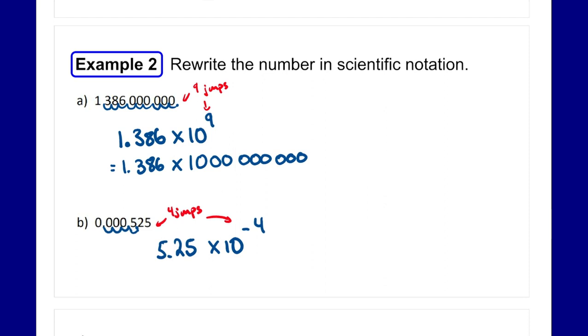The reason it's a negative is because we're writing out a small number. So when we multiply by 10 to the power of negative 4, this is actually the same thing as saying 5.25 times 1 over 10 to the power of 4, or 10,000. So we're actually multiplying by a very small number, which would give us a small number in the end, which is what we want. So to compensate for the fact that we're writing a large number, the 5.25, to make it small, we have to multiply by a decimal.